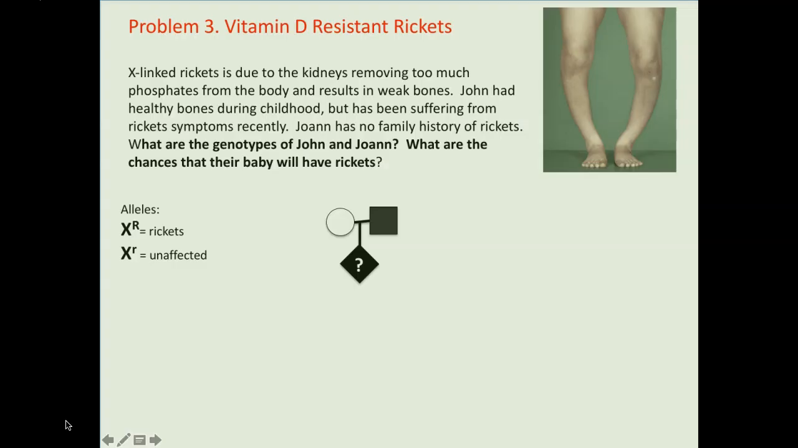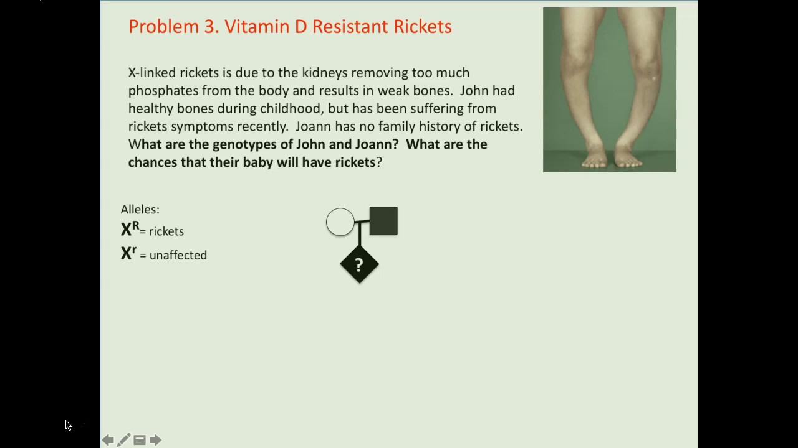Okay. So my problem here is something called vitamin D resistant rickets. Rickets basically means that the legs look bow-legged, and in this particular disease, it's because your kidneys are taking away the phosphates, and so you end up with weak bones.